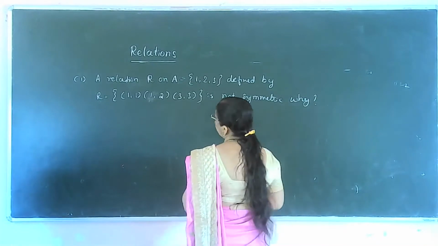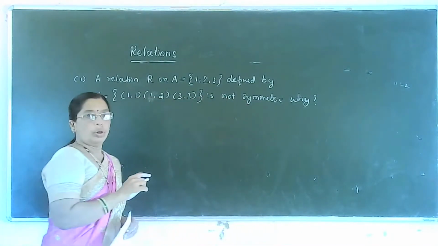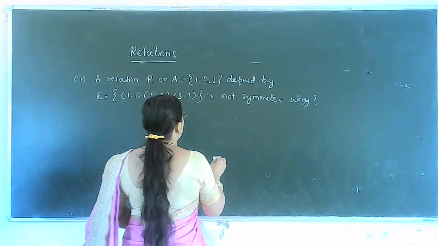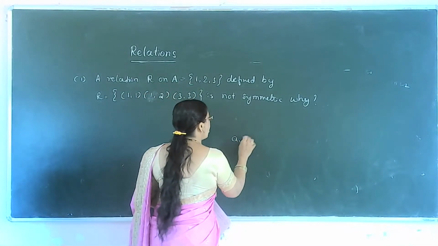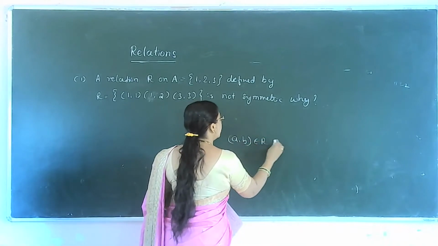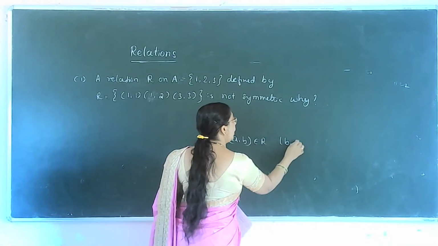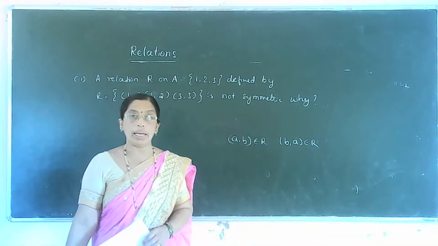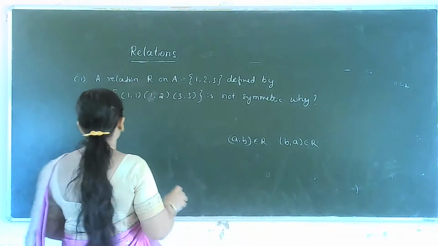Why? We already know about the symmetric relation. If (a, b) belongs to R, then (b, a) also belongs to R. Then only we call it a symmetric relation.